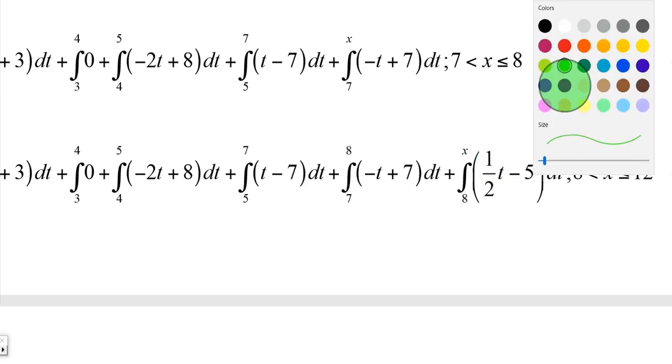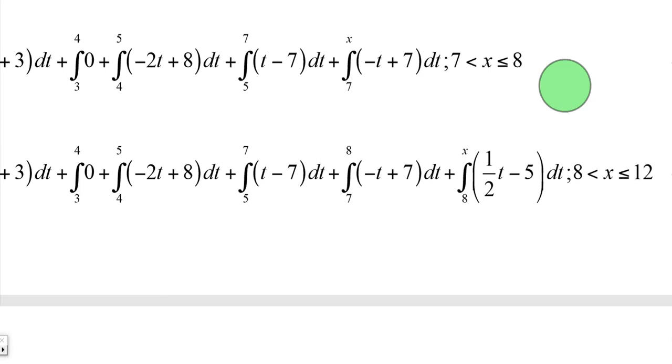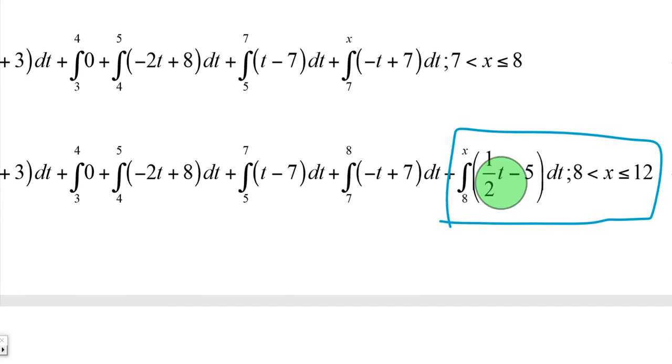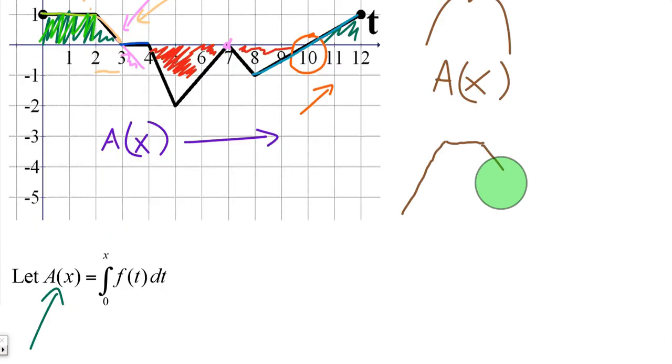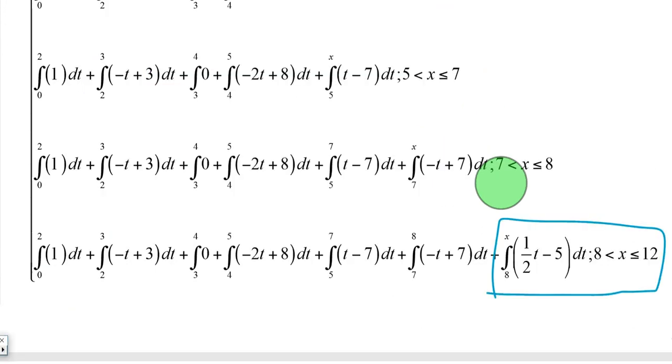Just so you're not confused, I want to show what that looks like on the graph. This piece right here, from 8 to 12, its formula is 1/2 t minus 5. And that's this piece right here, 1/2 t minus 5. Okay, so that's where all of that came from.